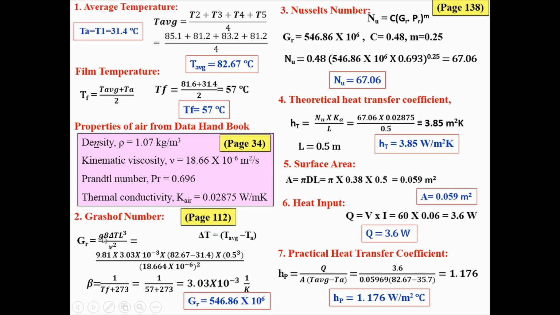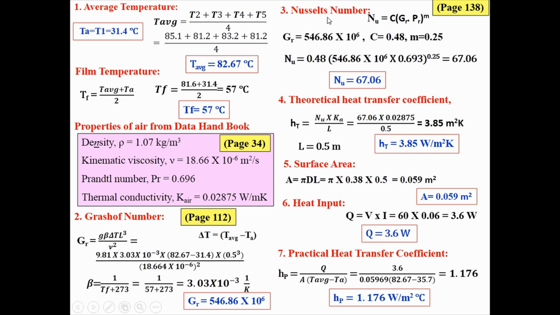So now 9.81, beta is 3.03 into 10 to the power of minus 3, delta T is 82.67 minus 31.4, L cube is 0.5 cubed, where 0.5 is our tube length, divided by kinematic viscosity, 18.66 into 10 to the power of minus 6, whole squared. Then you do the calculations. You will get the Grashof number as 546.86 into 10 to the power of 6. Okay, this is the Grashof number.